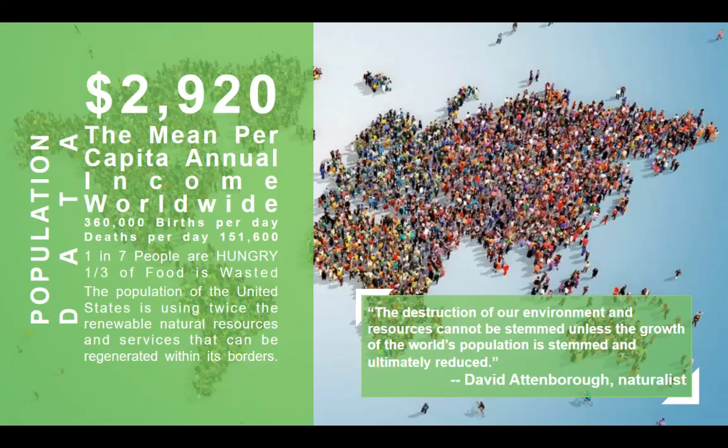Now, this quote here is from David Attenborough, and he is the naturalist that does a lot of those nature shows when we start looking at planet Earth, these types of things. David Attenborough says the destruction of our environment and resources cannot be stemmed unless the growth of the world's population is stemmed and ultimately reduced. We use so much, and by continuing to grow, we're going to use so much more. And that's going to be hard on our planet in terms of the resources that it has. So we have to think about that moving forward.